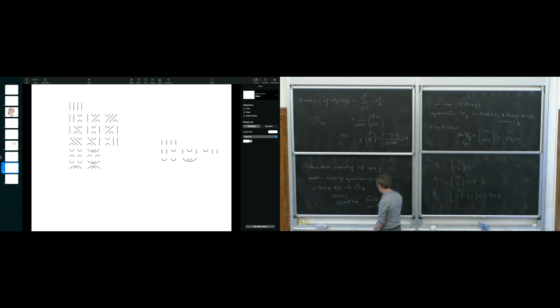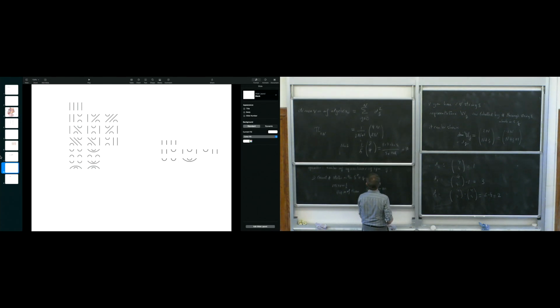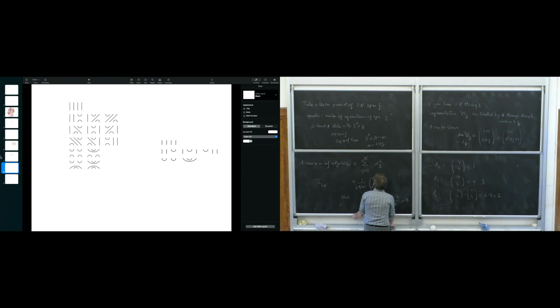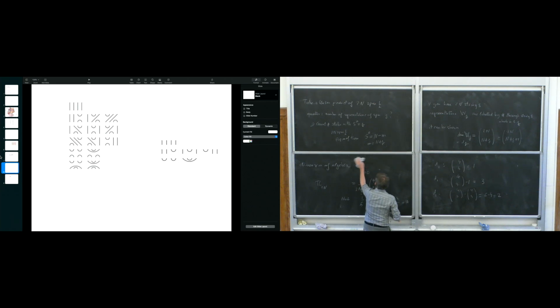So how many states with spin j do I have in my system? I need to flip m of them, and I have to choose this m among 2n spins. So the number of states with Sz equals j is the binomial 2n choose n plus j.